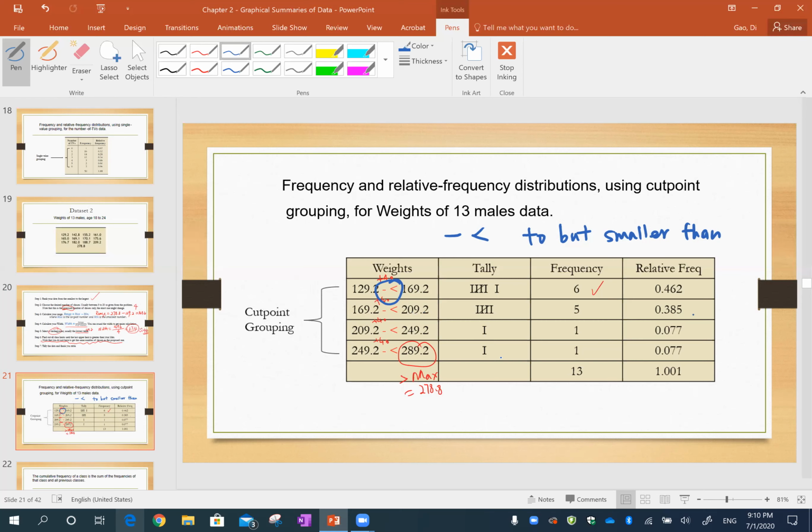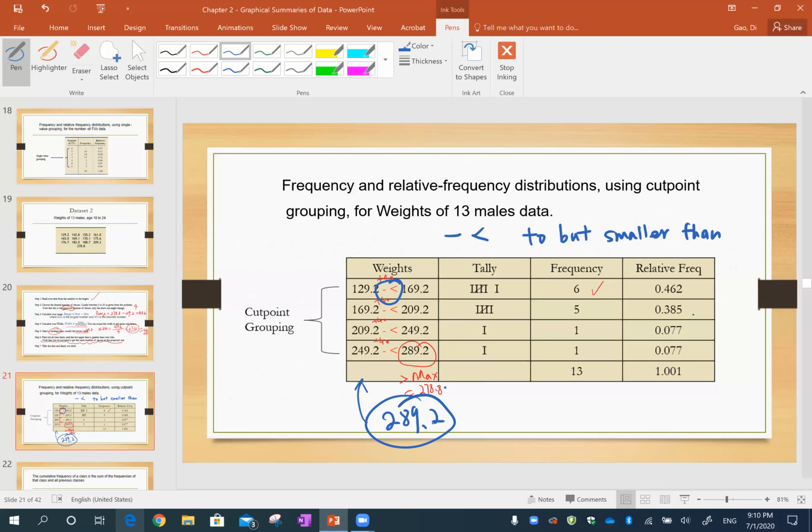Then you may ask me another question. What about if we have a number 289.2? If we have such a number, we need one more class because 289.2 is excluded from this class. If you have that number, you need to generate a new class just to put the number in. So now we just finished generating this frequency and relative frequency distribution using the cut grouping method.